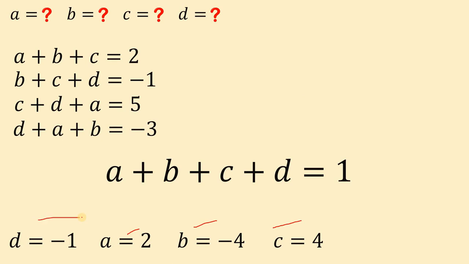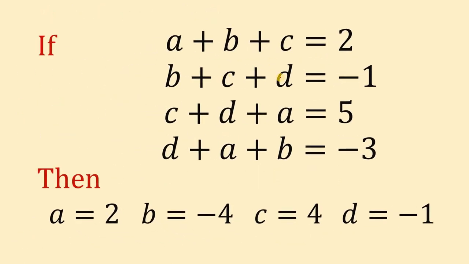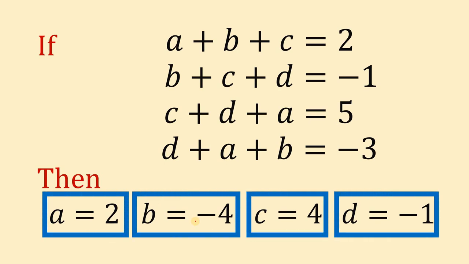Technically, we have the values for A, B, C, and D. Therefore, if A plus B plus C equals 2, B plus C plus D equals -1, C plus D plus A equals 5, and D plus A plus B equals -3, then the value of A is 2, the value of B is -4, the value of C is 4, and the value of D is -1. And as always, we are done.